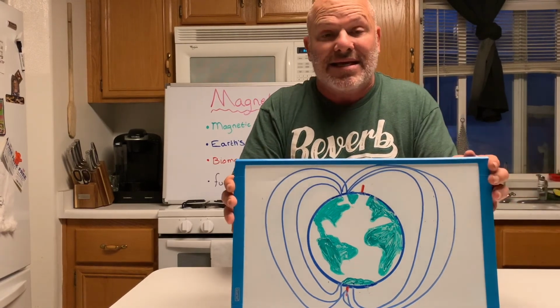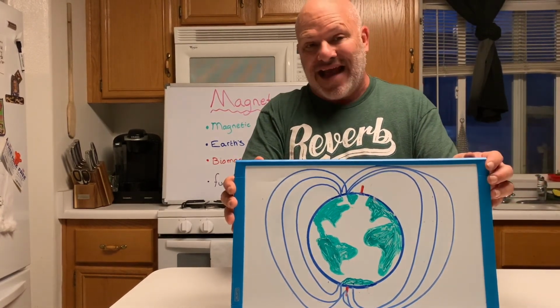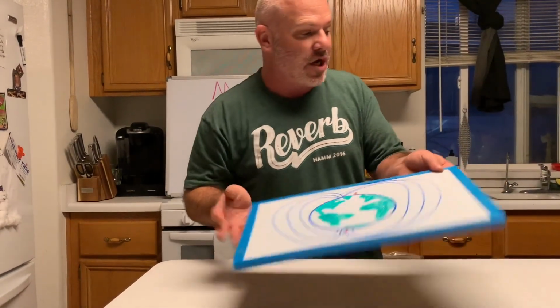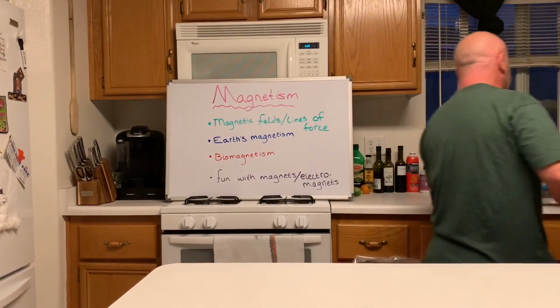So Earth actually is a magnet. And what it does, it protects us from all that solar radiation coming in. Now, not completely, but it does protect us. So that is Earth's magnetism.